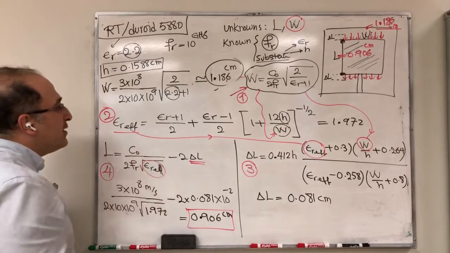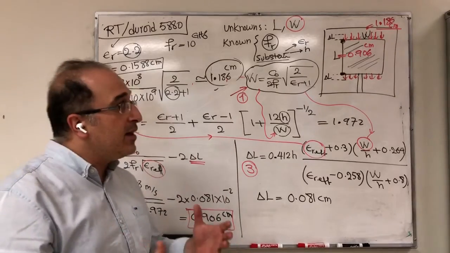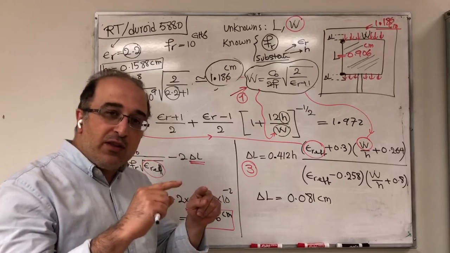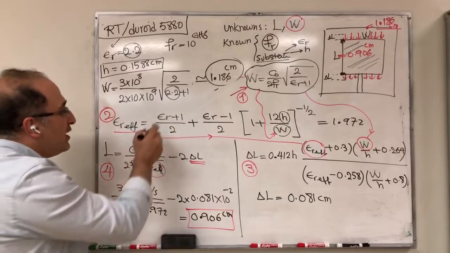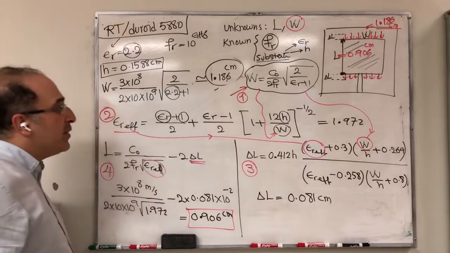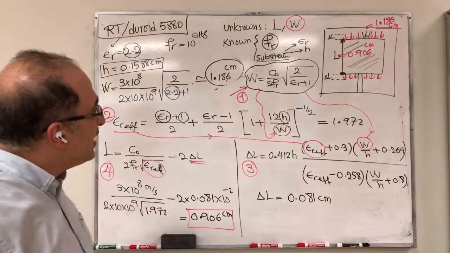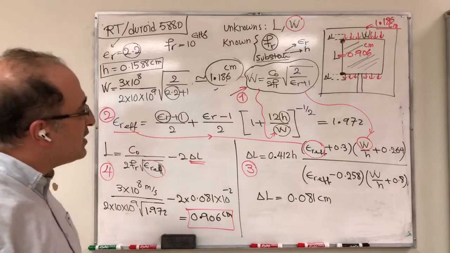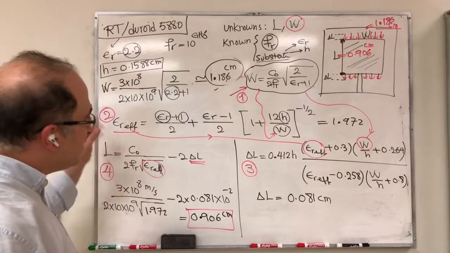Then we go to the second equation and find the effective permittivity, which takes into account that we have a structure where part of the electric fields are in air and part are in the substrate. That's taken into account here, where epsilon r is the permittivity of the substrate, and 1 is essentially the permittivity of air for us. So this is the equation that we get for epsilon r effective. This is our second step.